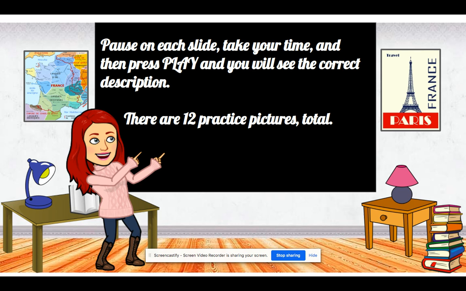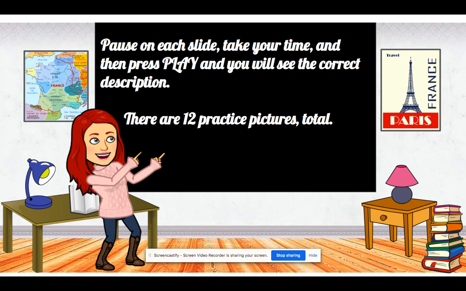What I want you to do is to pause on each slide, take your time, and then press play, and you'll see the correct description come up, and I'll read it for you. So there are 12 practice pictures total. That's more than enough to give you some really good practice. Remember that when you get to the end, you can always go back and do them again.